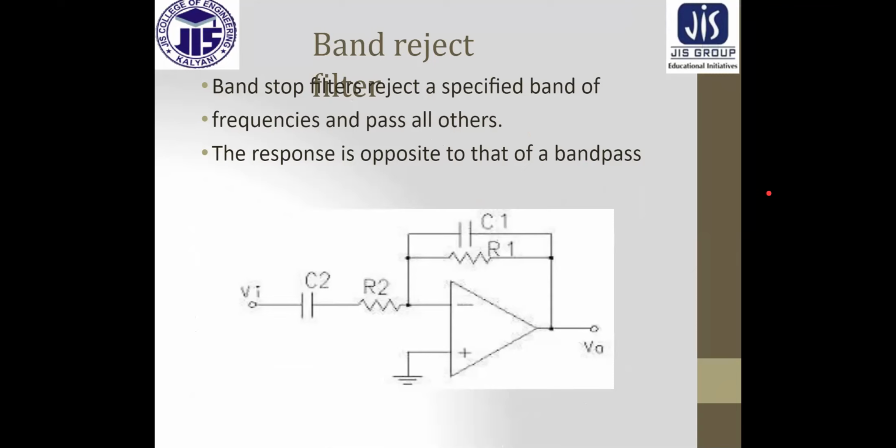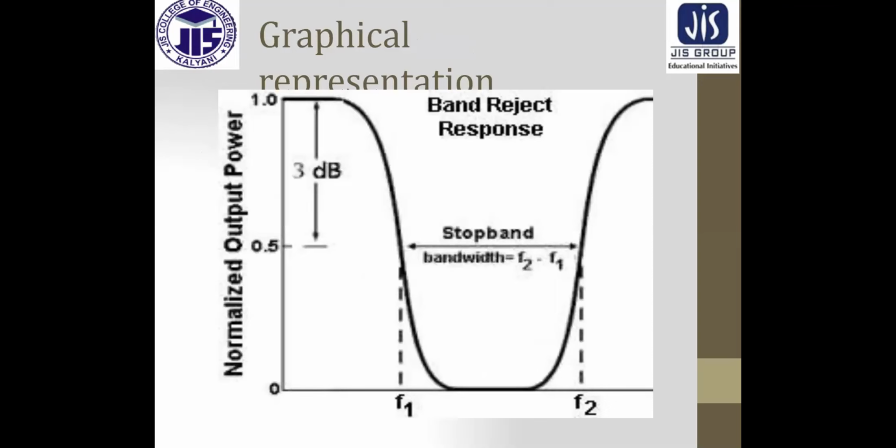Band reject filter or band stop filter rejects a specified band of frequencies and passes all others. The response is just opposite to that of a band pass filter. This is the graphical representation of band reject filter, where below or above the two cutoff frequencies the signal exists, but within the band there is no existence of the signal.